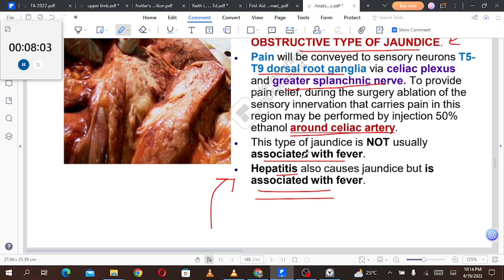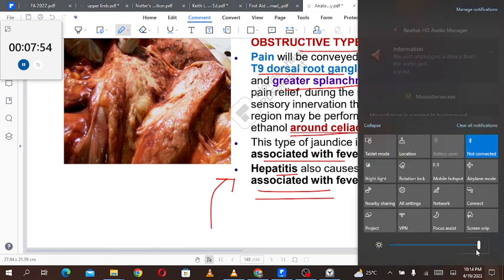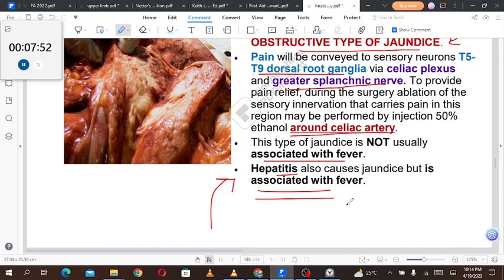But if there is a jaundice that is due to the compression caused by the enlarged head of pancreas, that is due to the adenocarcinoma of the pancreatic head, so that will not result in a fever. So this is a good differentiating point.